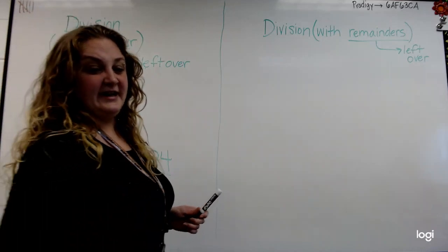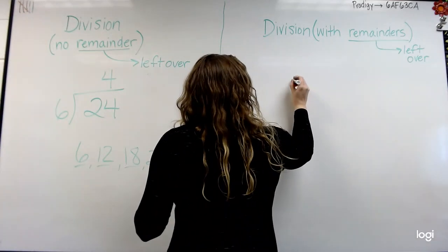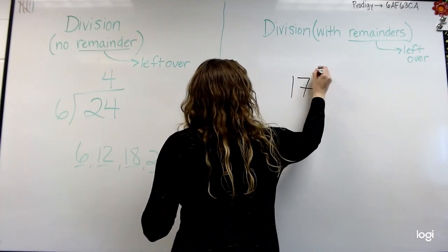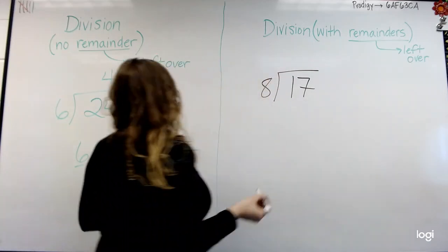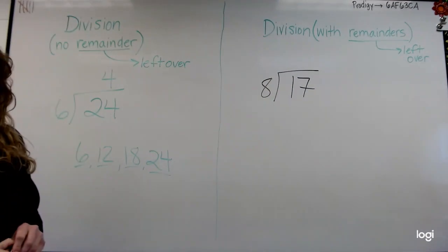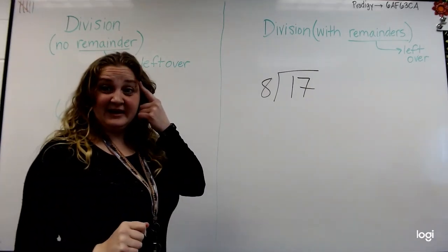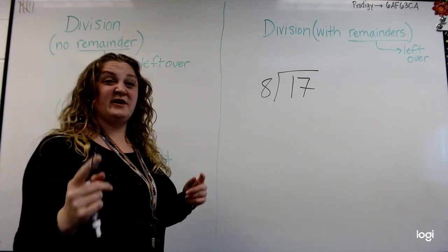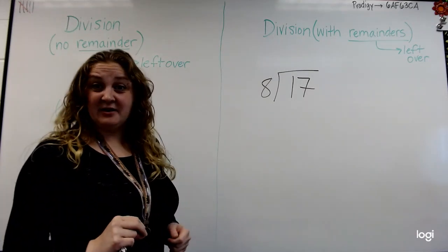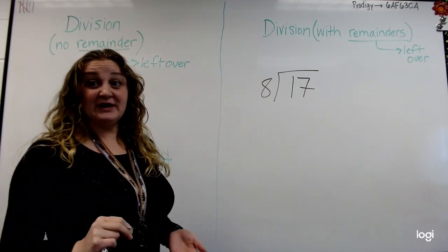All right, this next one. 17 divided by 8. All right, well, I'm skip counting in my head already, and I know it goes 8, then 16, then 24. 17 is not a multiple of 8. So I'm going to have a remainder.